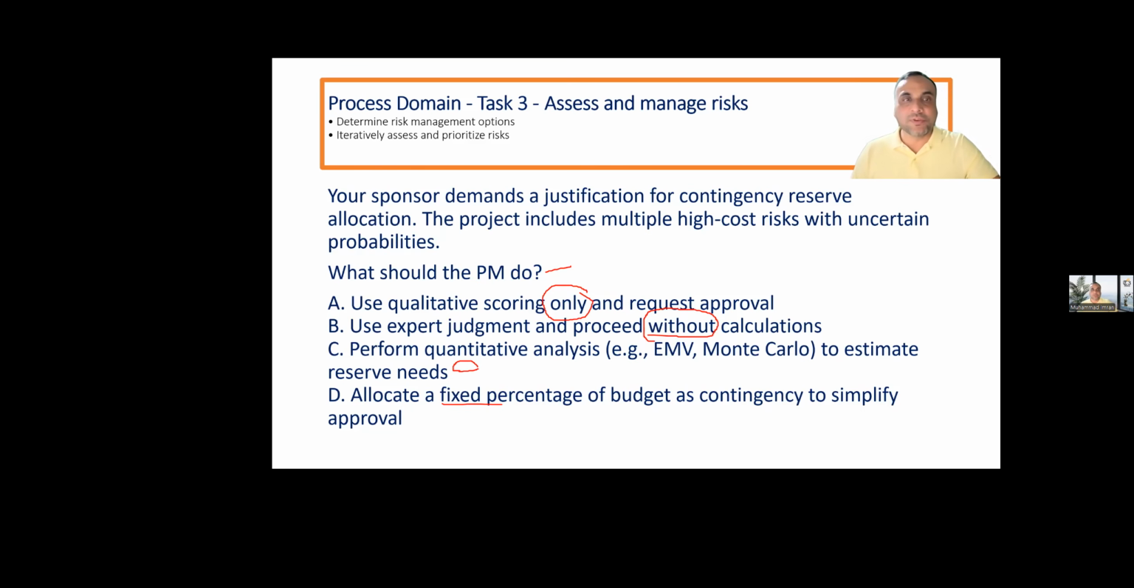They're asking justification. To justify, you cannot go with relative, low, medium, and high. You have to justify with the help of numbers. And it's a complete answer that you can use Monte Carlo analysis to justify that. Very good. Perfect.